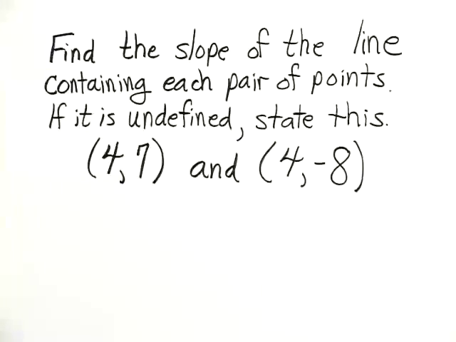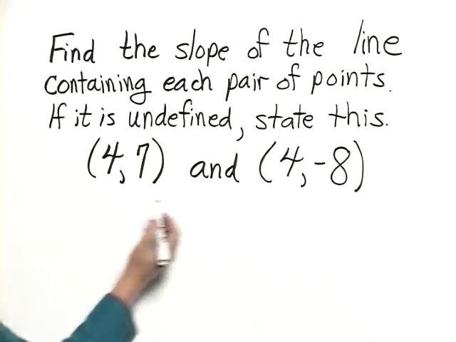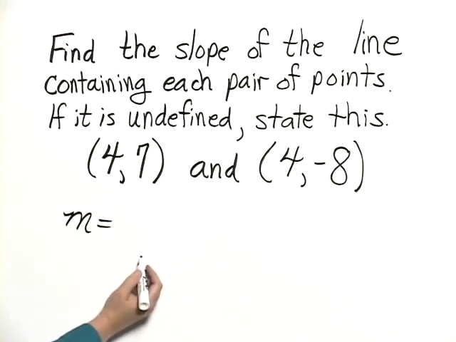Find the slope of the line containing each pair of points. If it is undefined, state this. The points we're looking at are (4, 7) and (4, -8). To calculate the slope, we calculate the rise over the run.